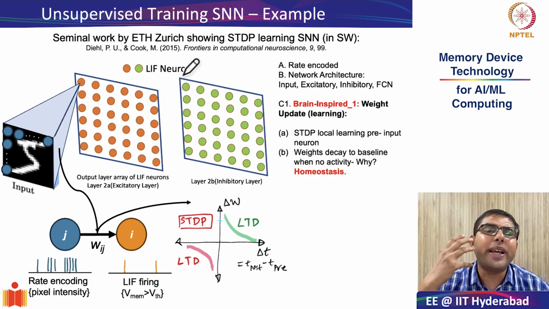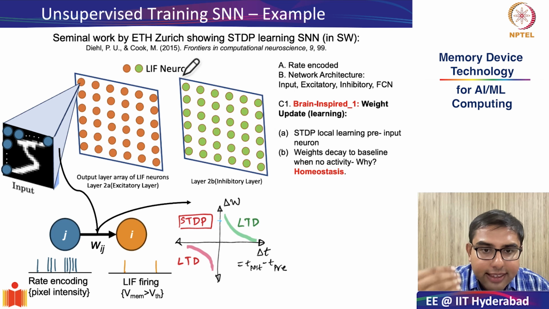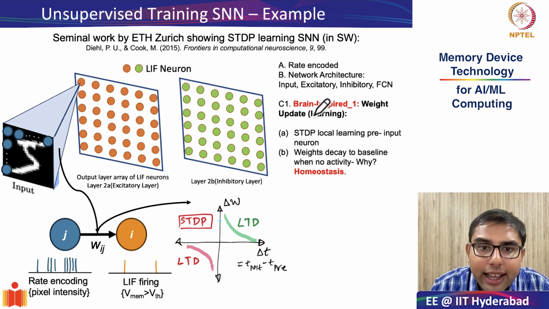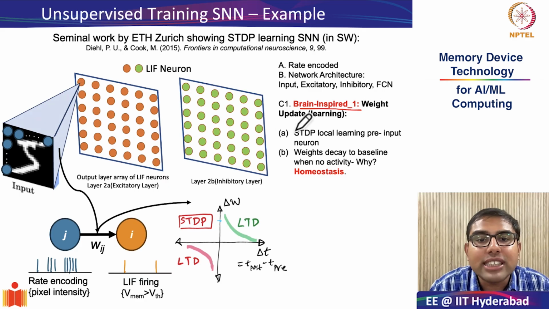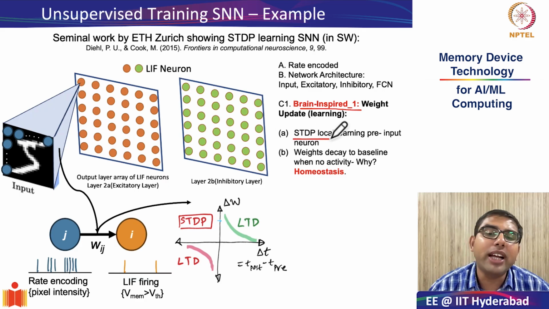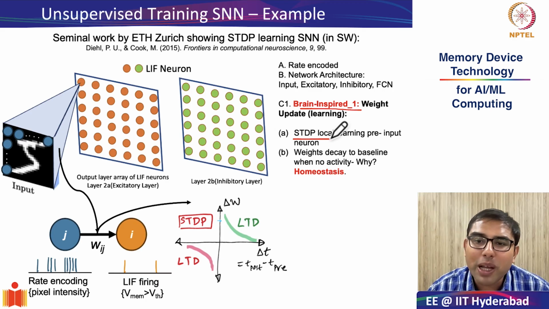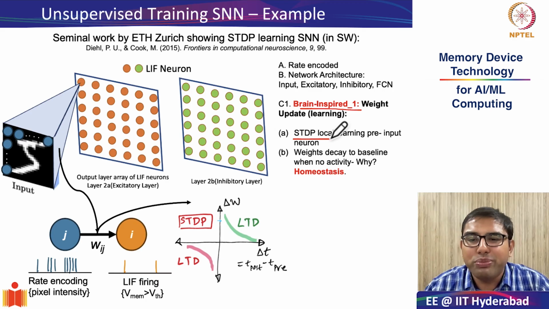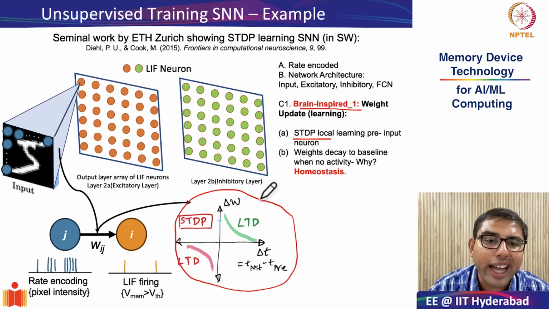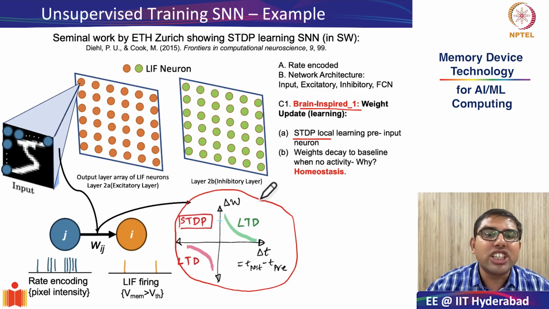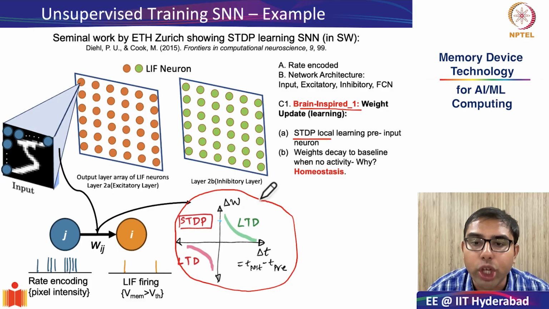This is based on 4 different brain-inspired concepts. Let us look at them one by one. The first brain-inspired technique is the weight updation technique, which is happening through spike timing dependent plasticity. Now, we have discussed spike timing dependent plasticity several times, so we don't have to again go into the details. If there is correlated firing, the synaptic weight is increased. If there is uncorrelated firing, the synaptic weight is reduced.